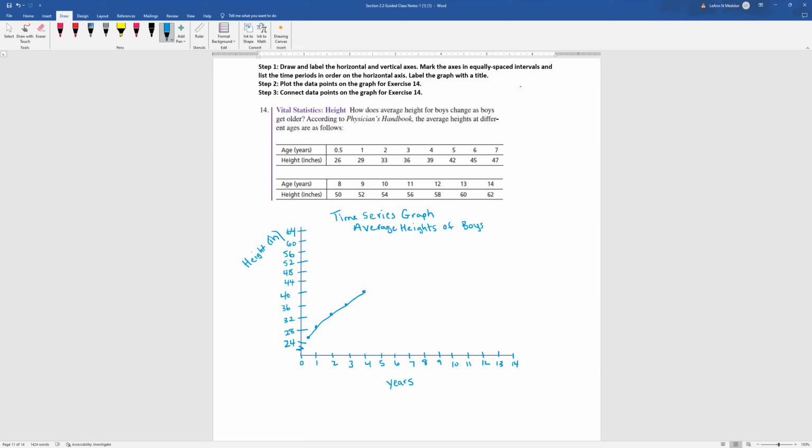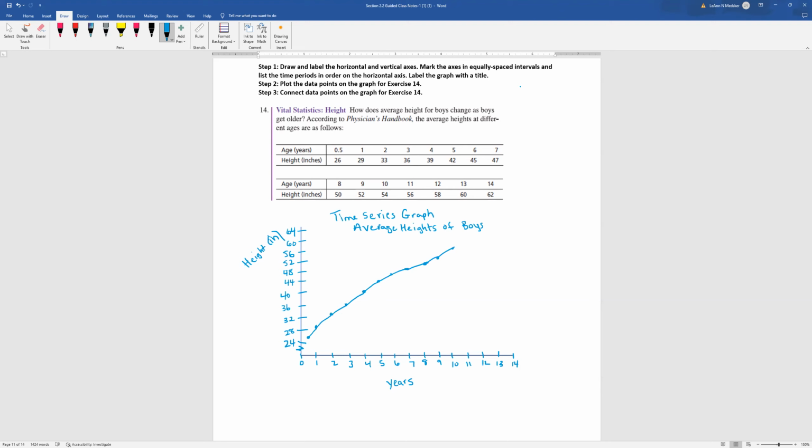At 5, we're at 42, which is about halfway between the 40 and the 44. At 6, we're at 45, so just a little bit above the 44 mark. At 7, we're at 47, just a tiny bit below the 48. At 8, we're at 50, so halfway between 48 and 52, and I'm kind of eyeballing these as we are getting further away. At 9, we're at 52. That one should have been a little further over. And at 10, we're at 54.